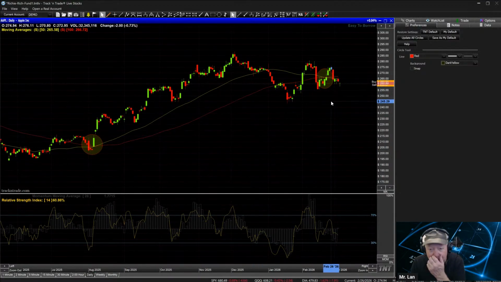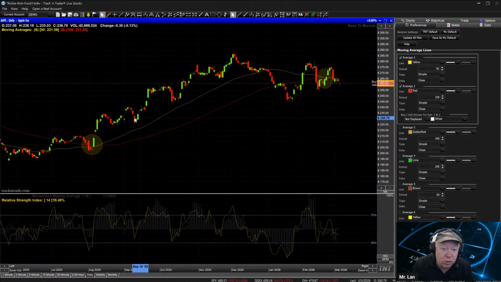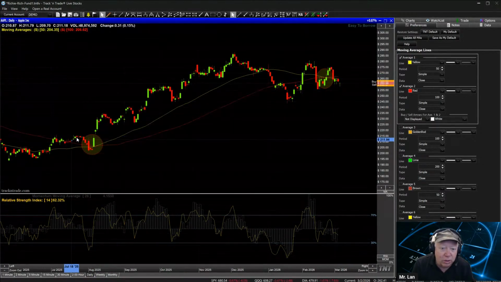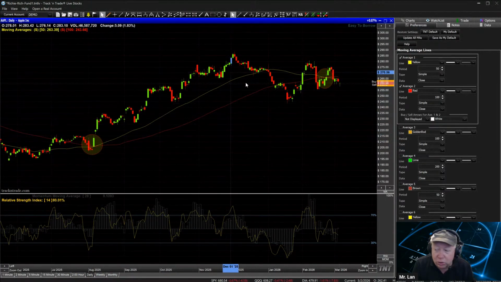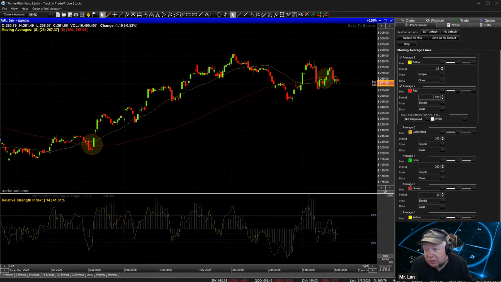So now what we're going to do is take these moving averages and make them shorter so that we can trade these smaller pieces of the market, because not everybody wants to buy here and sell there. They want to buy and sell in these shorter areas. So we drop this down. Let's cut it in half. Let's go to 25 and 50.